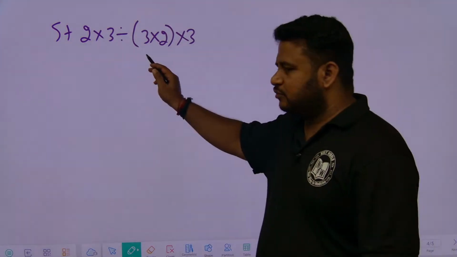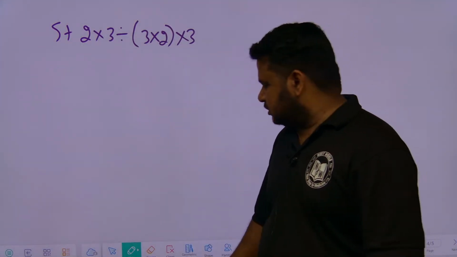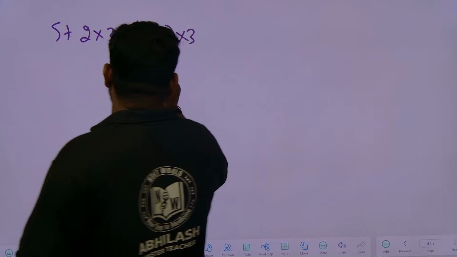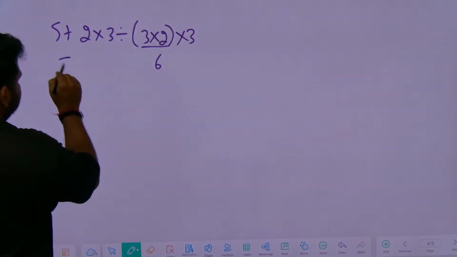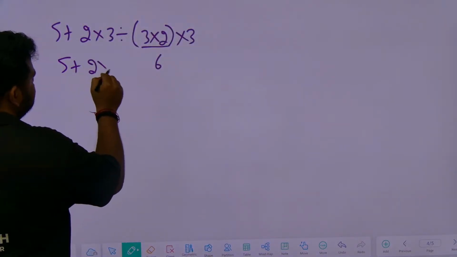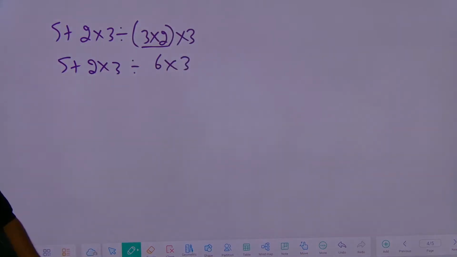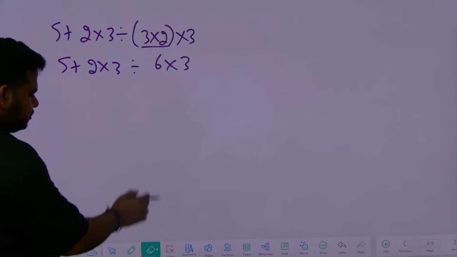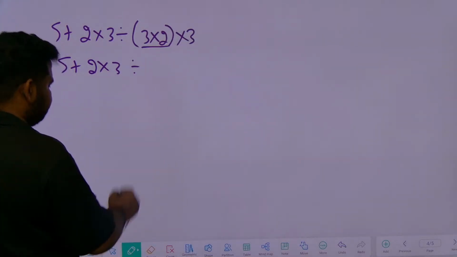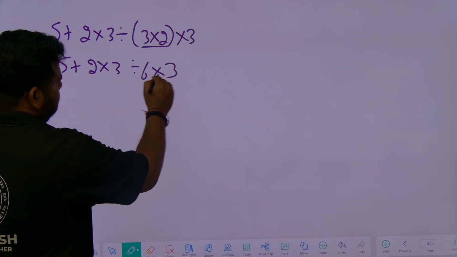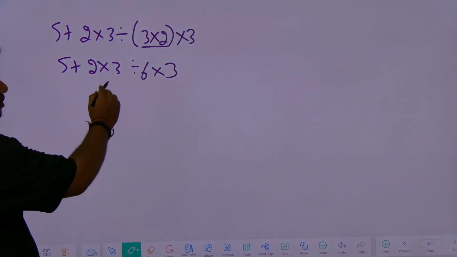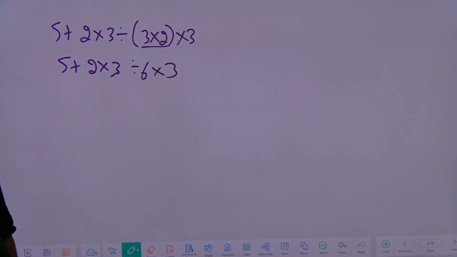So first what we have to do, what is within the bracket? Listen, so what is within the bracket? We will get 6. So this will become 5 plus 2 into 3 divided by 6 into 3. Next what I am supposed to do? Don't hesitate, even if it is wrong you have to tell me, you have to be interactive, then only you will learn. First, next what we should do? Even if it is wrong, it's fine.